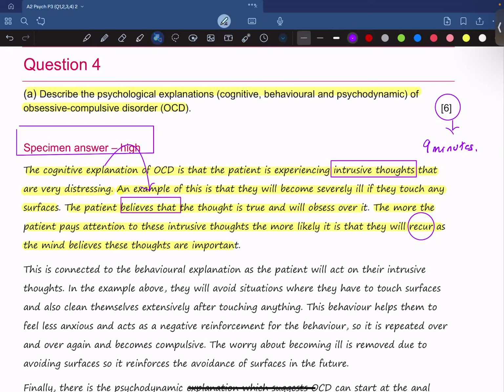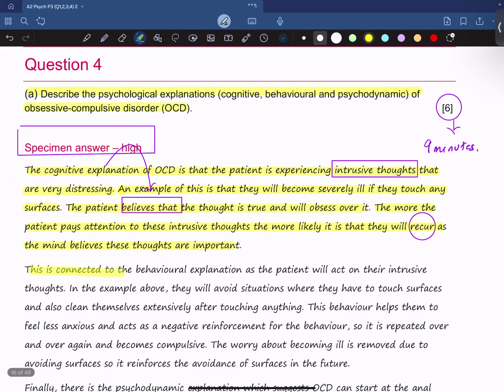Moving on. This is connected because, remember from OCD, the cognitive explanation is the O part and the behavioral explanation is the C part, right? And D is disorder. O is obsessive, C is compulsive, D is disorder. We're all aware. Now, taking this a little further, this is connected to the behavioral explanation as the patient will act on these intrusive thoughts. This act is your compulsion, right? So this reflects compulsion. This reflects thoughts. It's written over there as well.